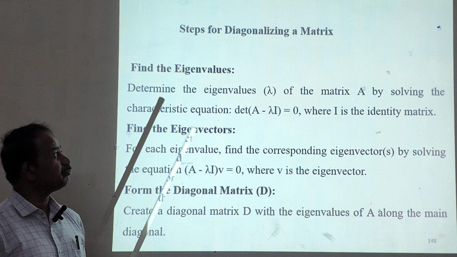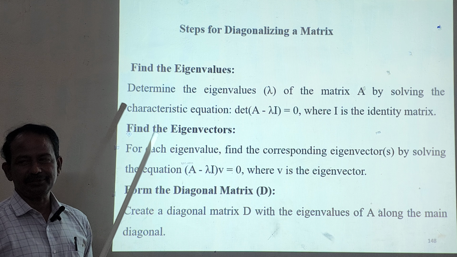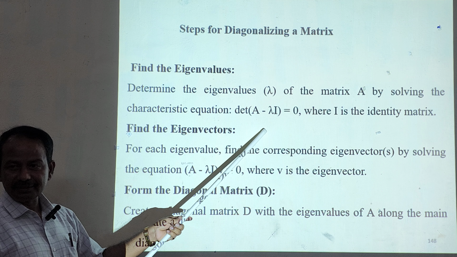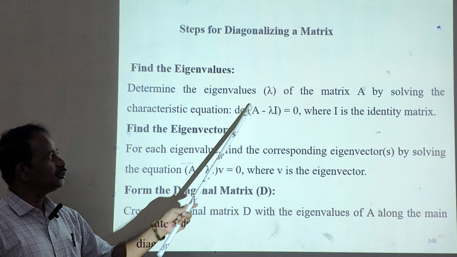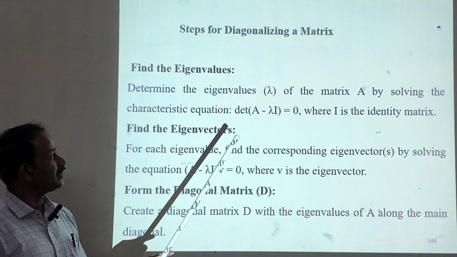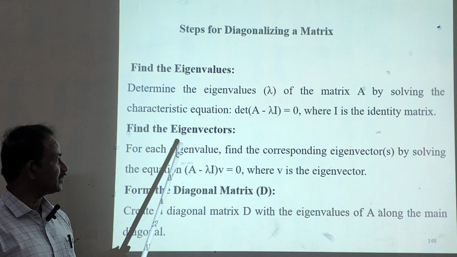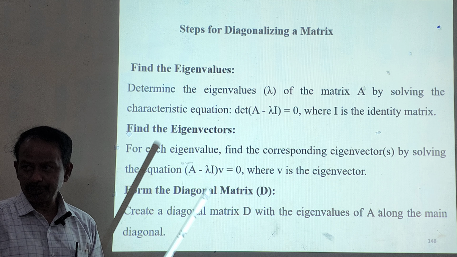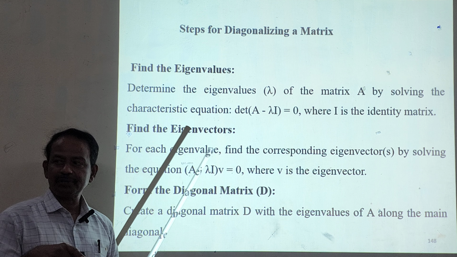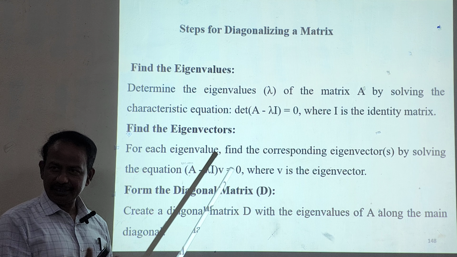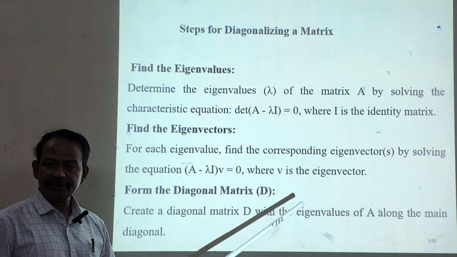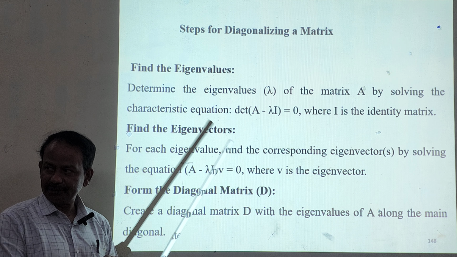What are the steps of diagonalization of a matrix? The first step is to find the eigenvalues. Determine the eigenvalues lambda of the matrix A by solving the characteristic equation det(A minus lambda I) equal to 0. So you have to solve using this det(A minus lambda I) to find the eigenvalues. The second one is eigenvectors. For each eigenvalue, you have to find the corresponding eigenvector by solving the equation (A minus lambda I) x equal to 0. Here it is V, doesn't matter. Where x or V is the eigenvector, which shows the direction which is invariant, as we said.